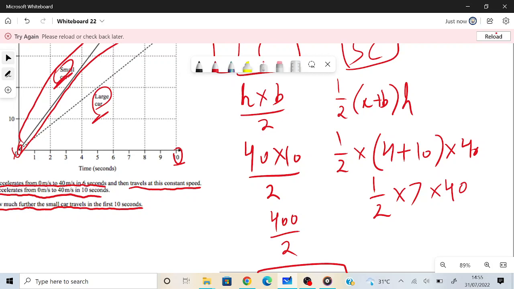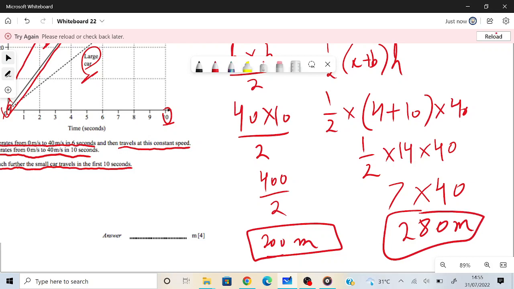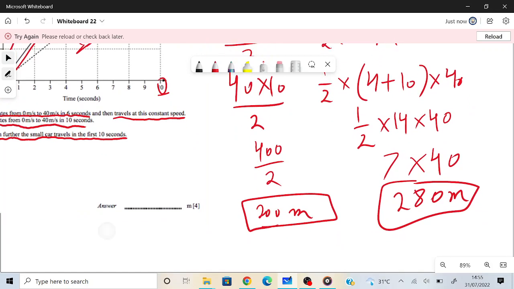So this becomes half times 14 times 40. Sorry, I already did the calculation in my head. Half times 14 is 7, so 7 times 40, and 7 times 40 should be 280 meters. And 280 meters is how much the small car travels.